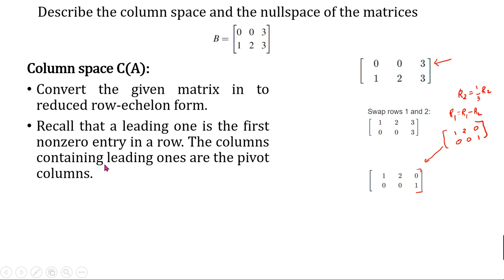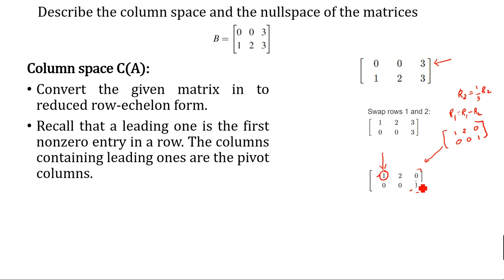Then find the pivots of the matrix. The condition is that in the row, the leading coefficient should be 1, and the corresponding column should have all zeros except that leading coefficient. So this is the reduced row echelon form. Find the leading coefficients. It is here and it is here. Are they pivots? Observe the corresponding column. Except this leading coefficient, all elements are zero. Then it is a pivot.